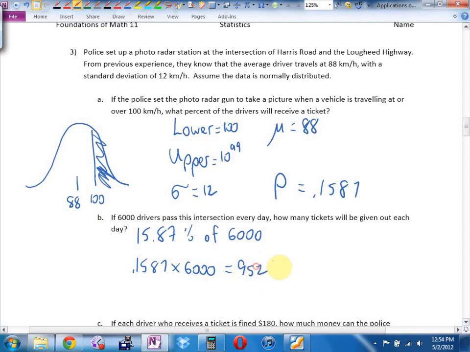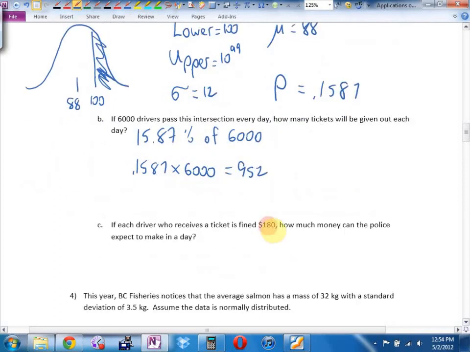952? Is that right? Ah, Rachel, now we're the provincial government doing our budget. Or maybe Pitt Meadows gets some of the money. I don't know how it all works. If each ticket's 180 bucks, how much money can the police expect to make every day? How many people get a ticket, Rachel? How much does each person pay? What am I going to do with those two numbers? Yep.